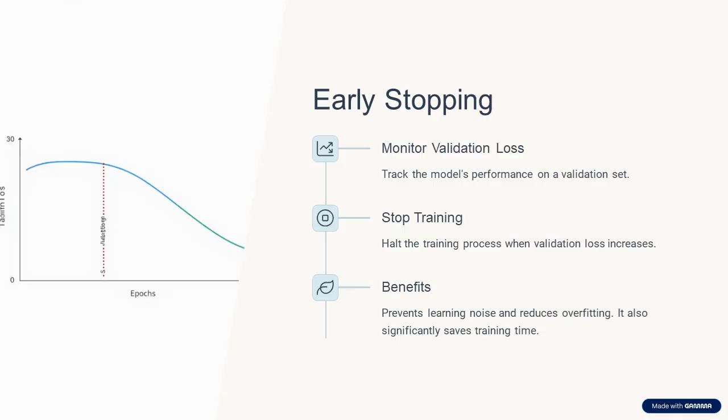So the next technique is early stopping. Monitor validation loss. Track the model's performance on a validation set. Stop training, halt the training process when validation loss increases.